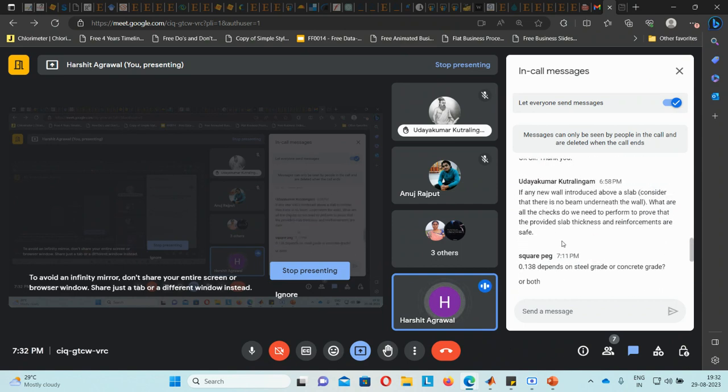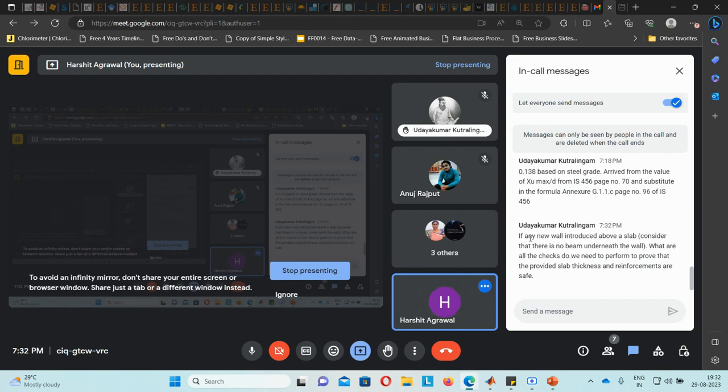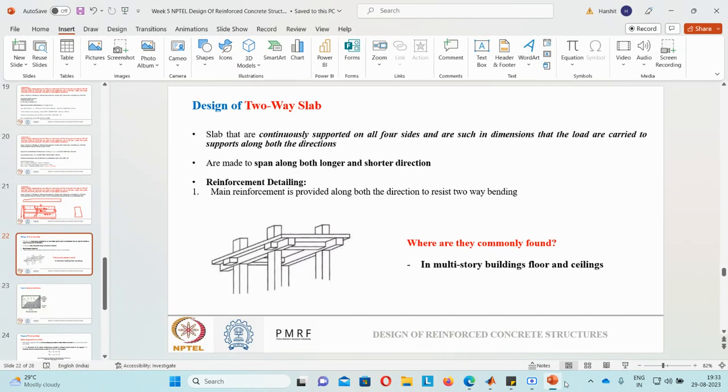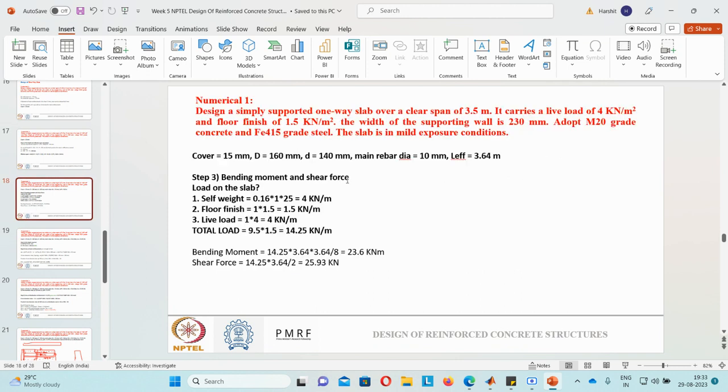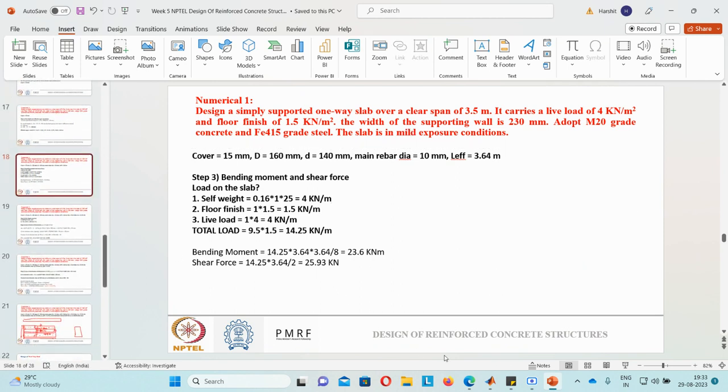Okay, there was one of your doubts earlier: if any new wall is introduced above a slab, and consider there is no beam, what checks do we need to perform? If you have introduced any wall or something, then you need to again check for the load, no? The dead load will be increasing. So one more load will come here. And if there is some wall or something, you need to check for deflection.